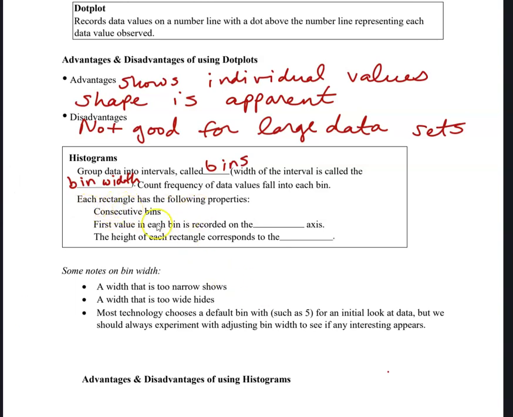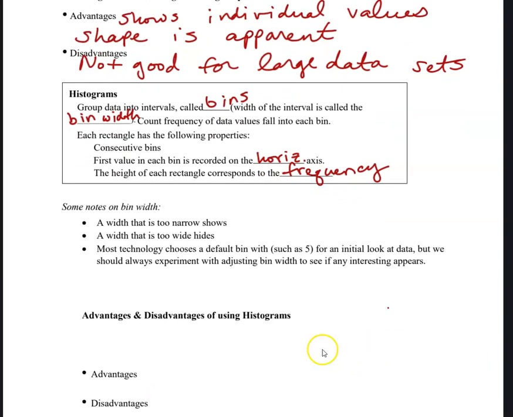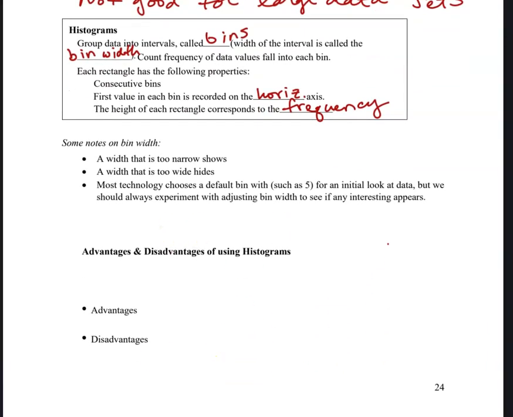Each rectangle in a histogram has the following properties. The bins are consecutive, so they go in numerical order from left to right. The first value in each bin is recorded on the horizontal axis, and the height of each rectangle corresponds to the frequency for that particular bin. Let me get you a picture here so we can see an example of what a histogram would look like.